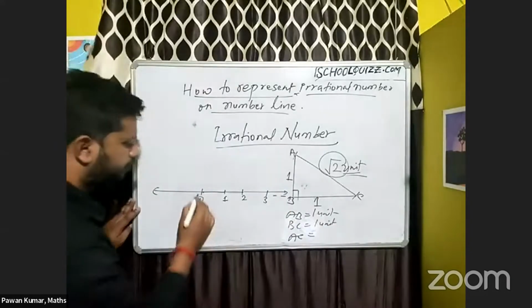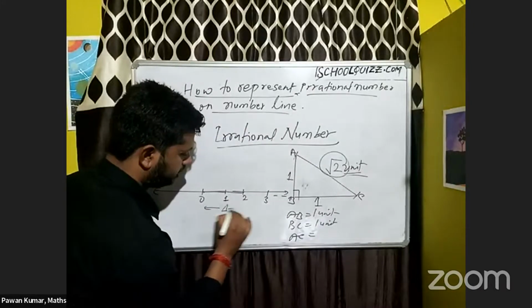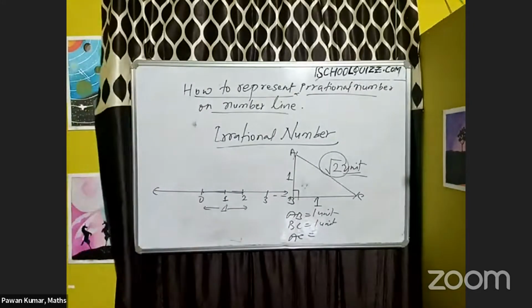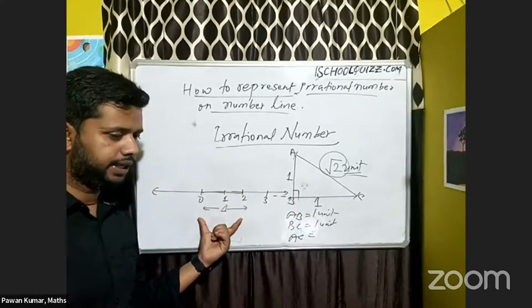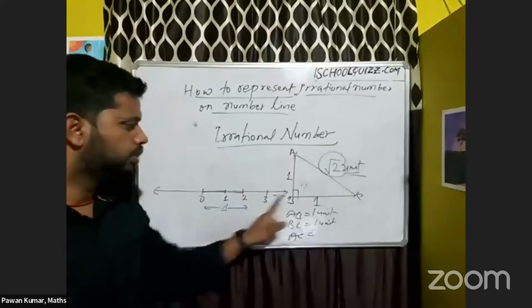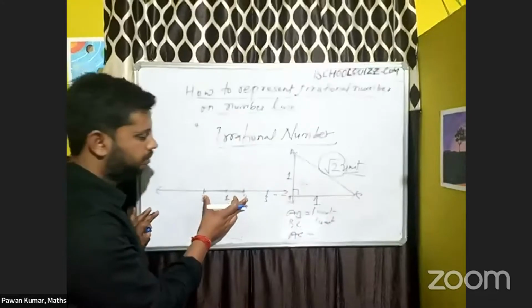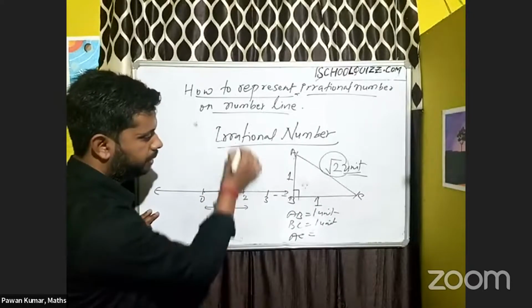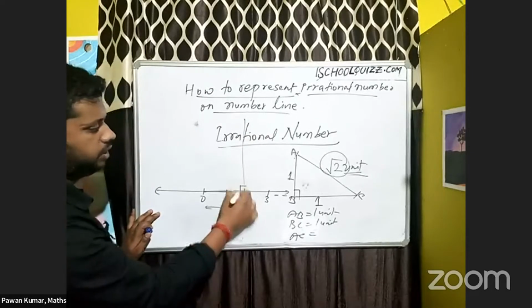Suppose I am taking 2 centimeter as 1 unit. Correct. Then I need to draw a perpendicular line from here, again 1 unit. So what I'll do, I can measure this 2 centimeter from here. Simply, I can make the perpendicular line from this point. So make the perpendicular line. You know how to draw the perpendicular line?